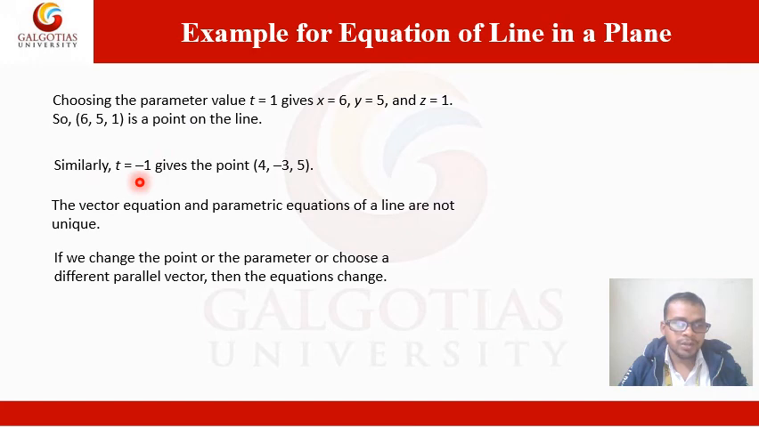Similarly, if I take the value of the parameter as t = -1, then we are getting some other point that will be on the line. That is given as (4, 3, 5). The vector equation and the parametric equations of the line are not unique. Make sure of this, that according to our choice of parameter t, your equation of line will vary. If we change the point, or the parameter, or choose a different parallel vector, then the equation changes.